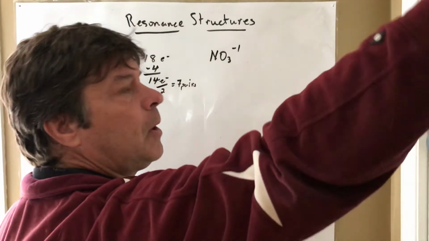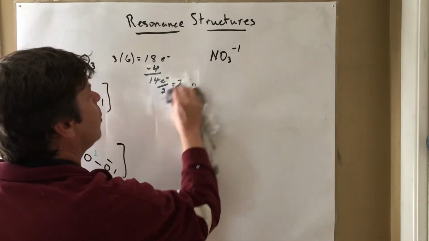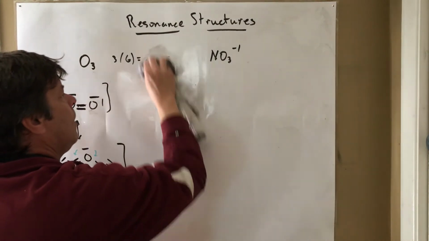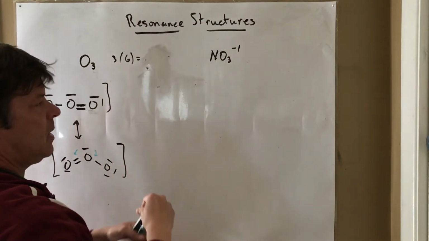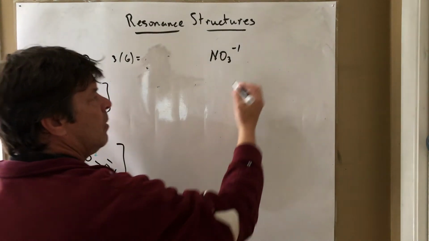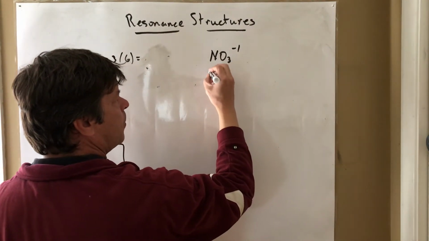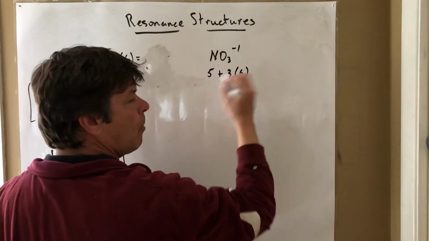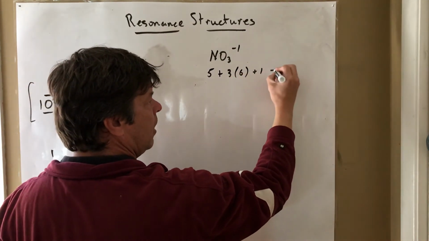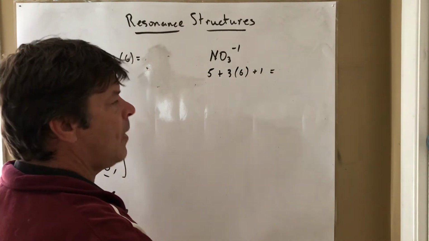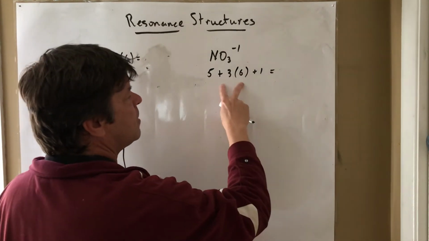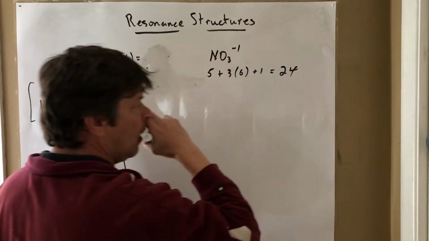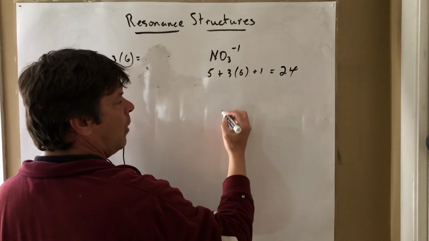Let me find some room here to do nitrate. All right. Nitrate. Let's use the tally method. Nitrogen has 5 valence electrons. Oxygen, there's 3 oxygens, each have 6. And remember, -1 means we gain an electron. We just add an electron, and that can go wherever. We'll figure that out. So we have 18 plus 6, 24. All right, so we have 24 electrons to work with. Let's draw the skeleton.